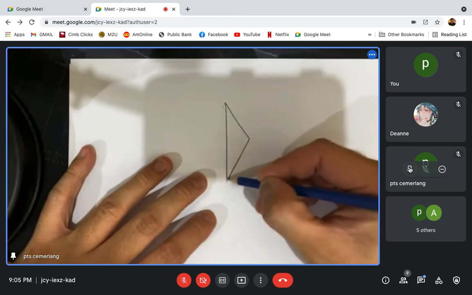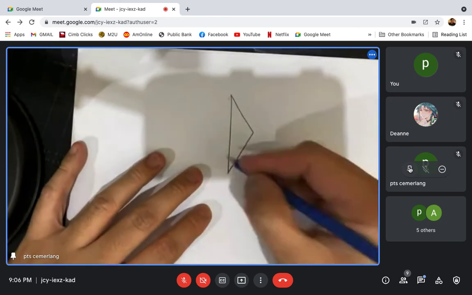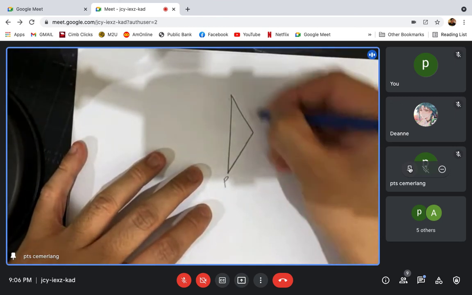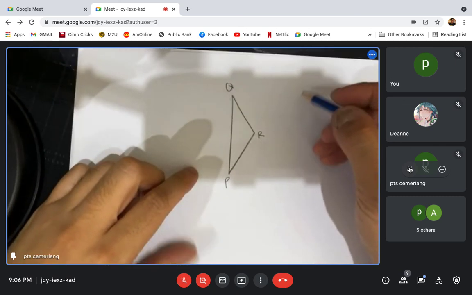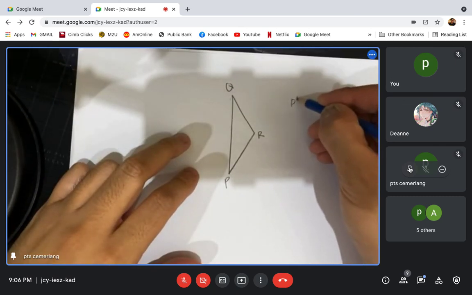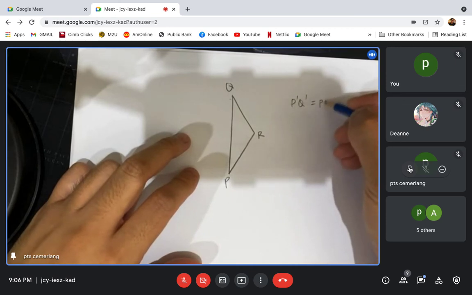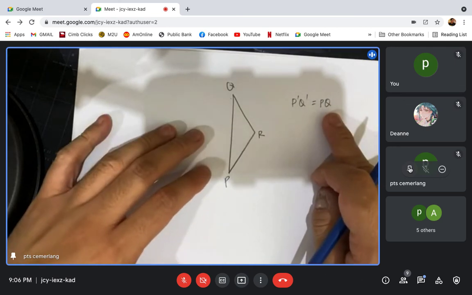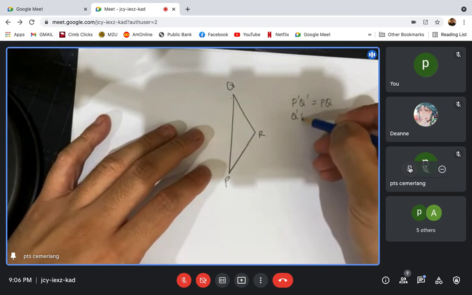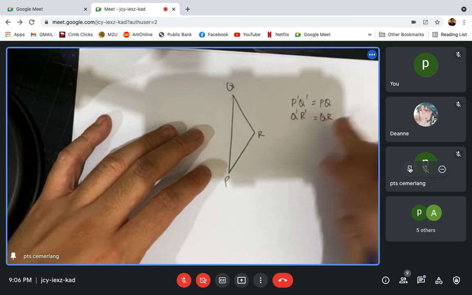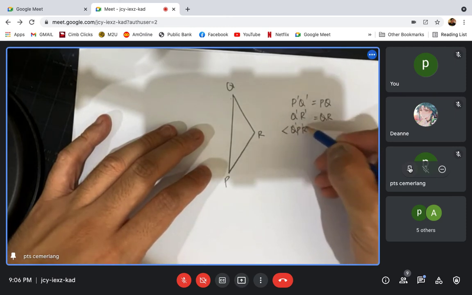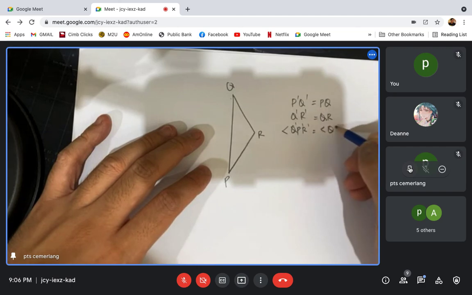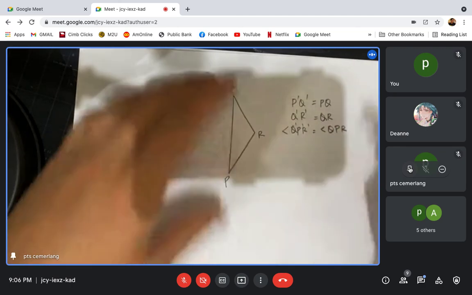Okay. Let's say I have P, Q, R. Alright. Let me think first. Okay. P prime Q prime must be equals to PQ. Q prime R prime must be equals to QR. Okay. And then angle Q prime P prime R prime is equals to angle QPR. Let's say this is your condition.